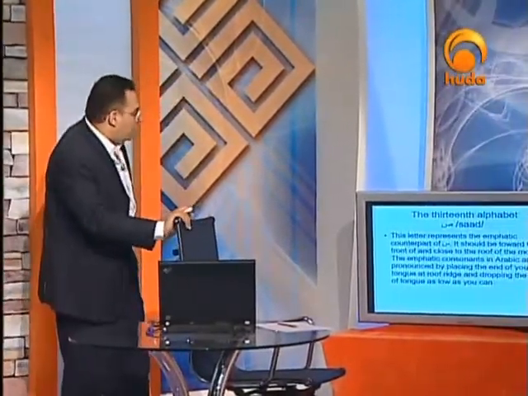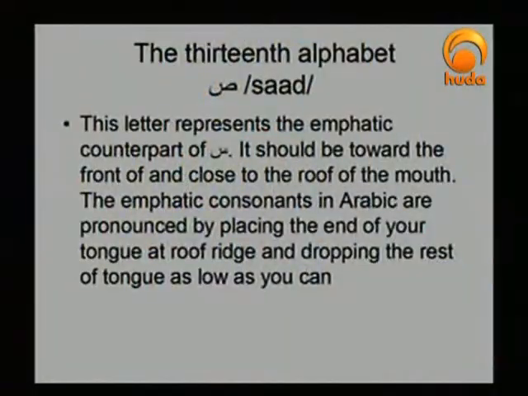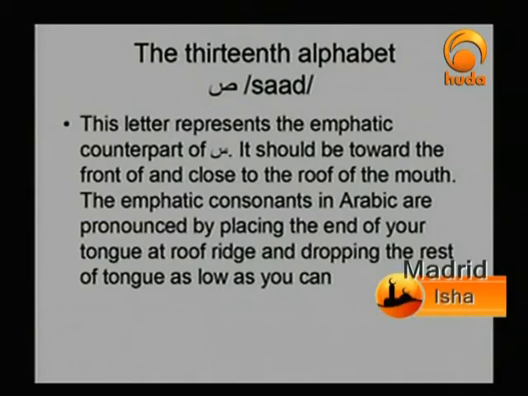If you have a look at the slide, it says this letter represents the emphatic counterpart of sa. It should be toward the front of and close to the roof of the mouth. The emphatic consonants in Arabic are pronounced by placing the end of your tongue at the roof ridge and dropping the rest of the tongue as low as you can. I think that's quite interesting.